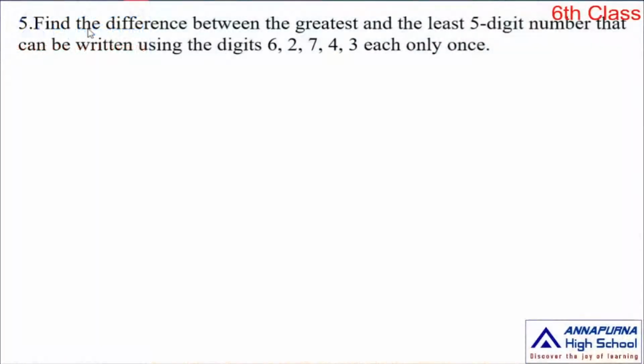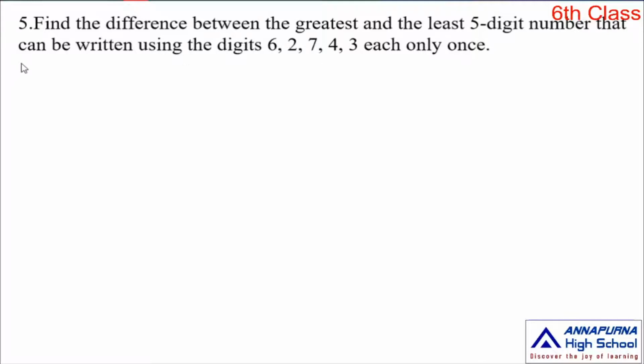In the last video, we completed 4 problems in exercise 1.2. We continue with the next problems on this exercise. Look at the screen. That is the fifth problem. Find the difference between the greatest and the least 5-digit number that can be written using the digits 6, 2, 7, 4, 3 each only once.